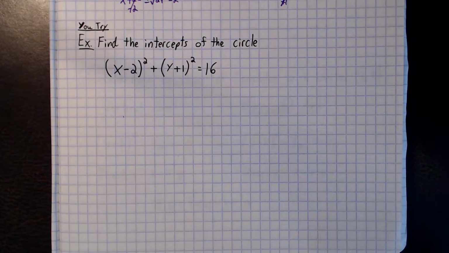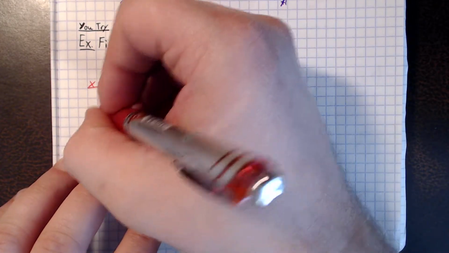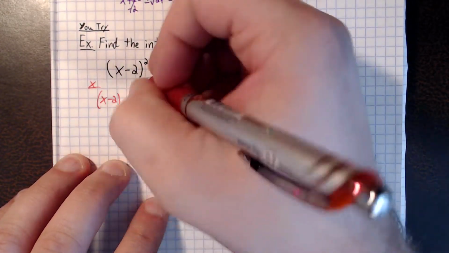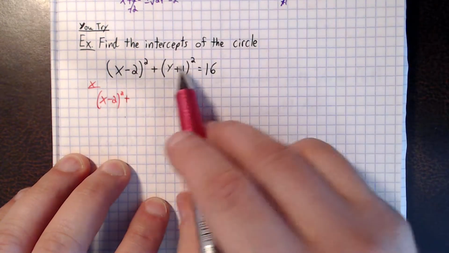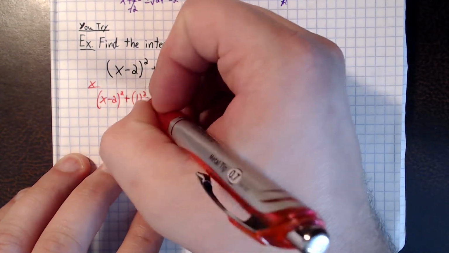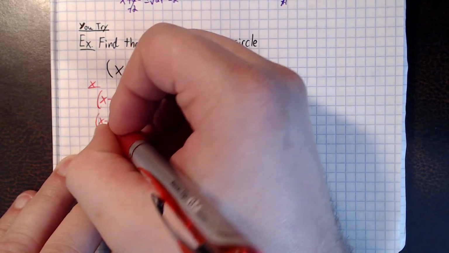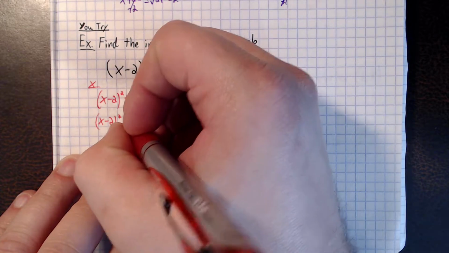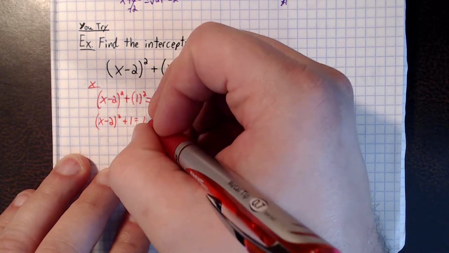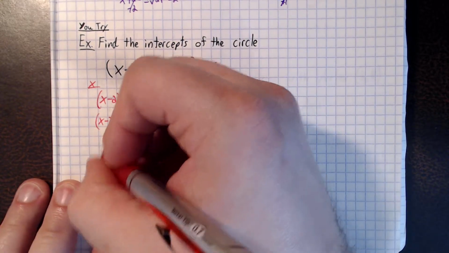Alright. For x, I'm just going to plug in 0 here. That's going to leave us with 1 squared. Can't do anything with this x minus 2 yet. 1 squared, that's just 1. We'll get rid of it from both sides with some subtraction.